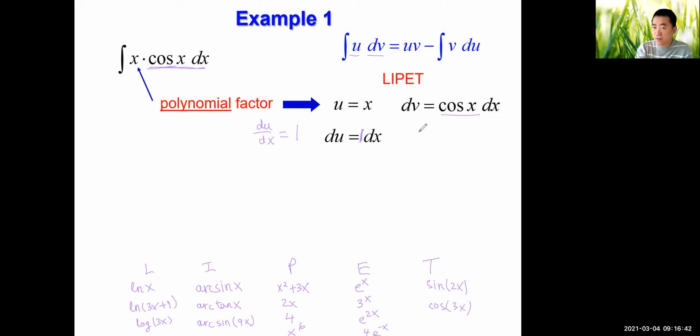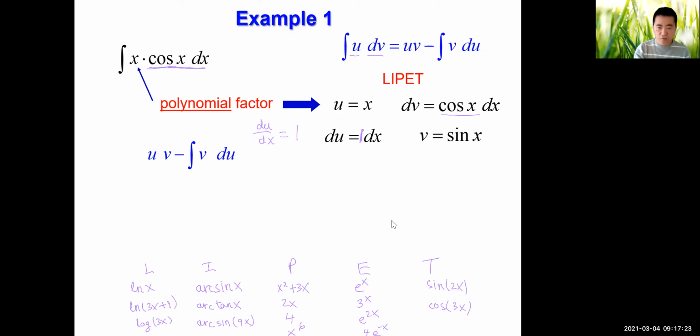What is v? Given the derivative is cosine, to find v you're going to find the antiderivative. So what's the antiderivative of cosine x? Sine x, right? So v is sine x. Okay, so when you have that, you get ready to plug in the formula. Again, that's equal to u times v minus the integral of v, which is sine x, times du, which is 1 dx.